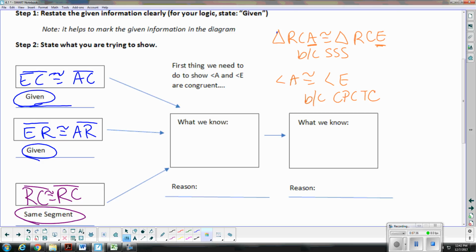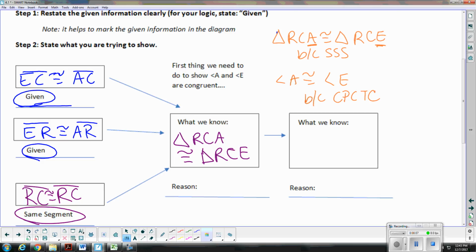So all of those pieces of information led us to conclude that triangle RCA is congruent to triangle RCE. And remember, when you write congruent triangles, match up the corresponding parts. So angle R, angle C, angle A, angle R, angle C, angle E.